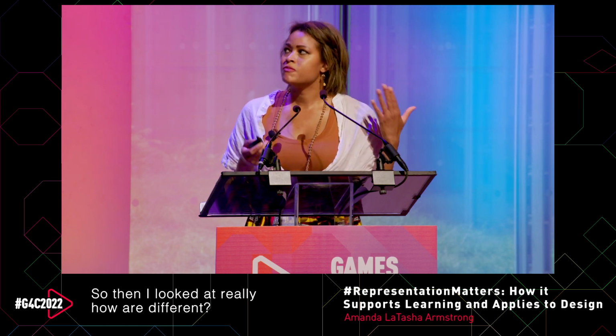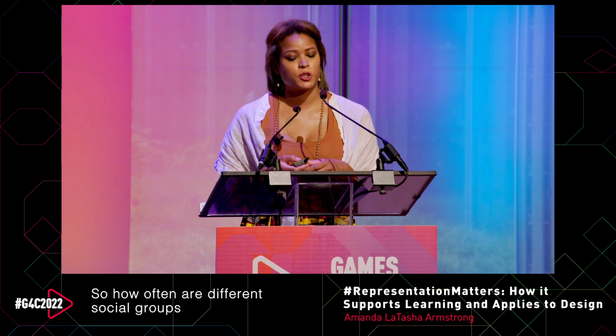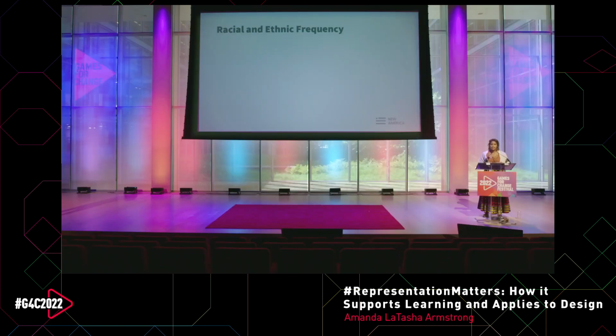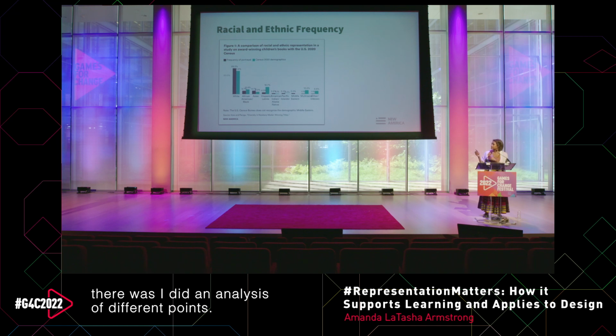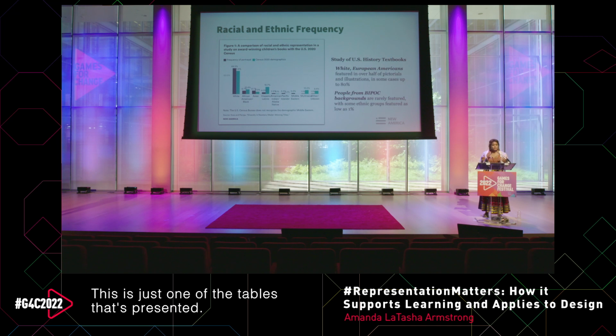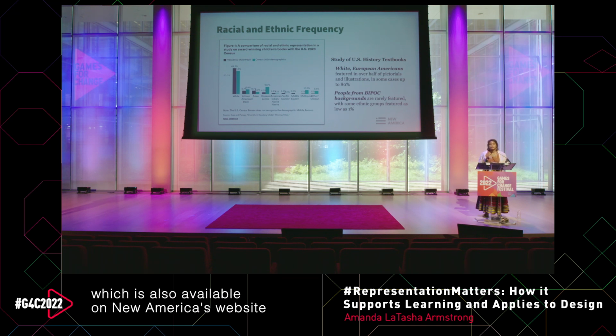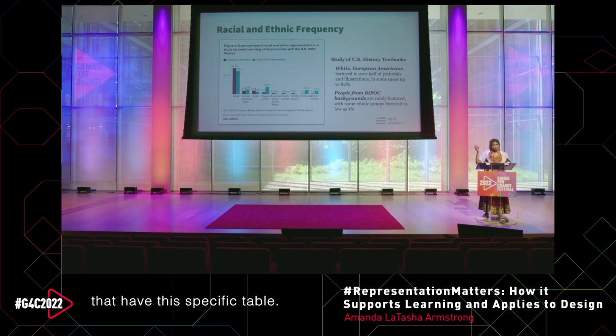I then looked at how often different social groups are represented in different educational materials. And so one way that was reviewed was through the frequency itself. When we think about frequency, I did an analysis of different points. This is just one of the tables that's presented. This is in the research report itself. There's also an issue brief that's a follow-up to the research report, which is available on New America's website, that has this specific table.